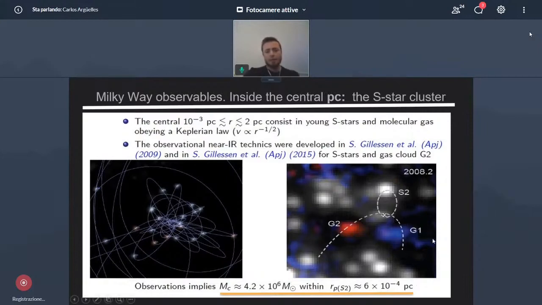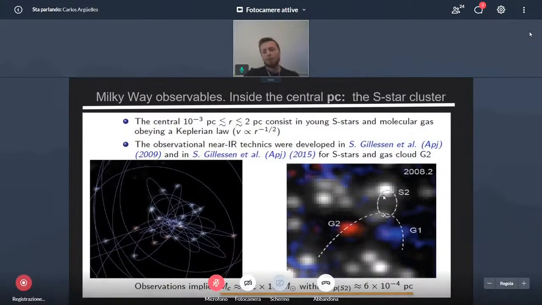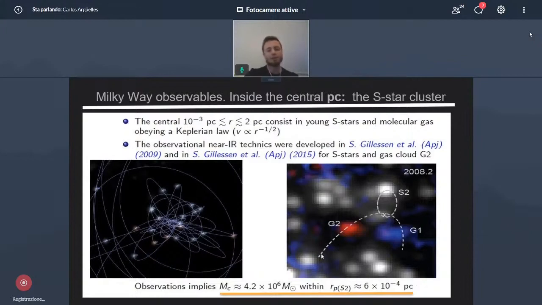And probably, to say, the most important objects are the S2 star, which is one of the nearest around the galactic center, and the G2 cloud, which is a flyby. It's not a complete orbit, but it's also quite nearby. The important thing is that the S2 star is the one which best constrains the central mass object, about 4.2 × 10⁶ solar masses, within a radius of a milliparsec approximately.